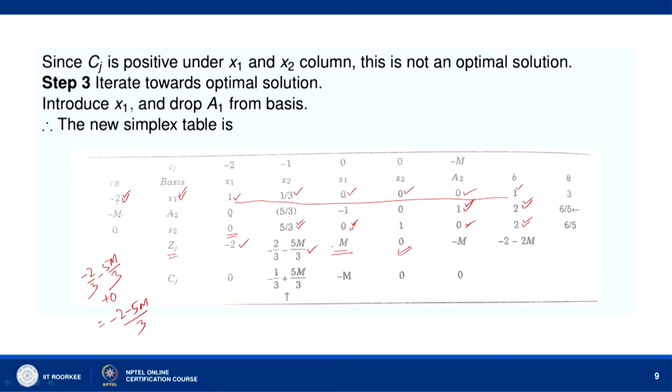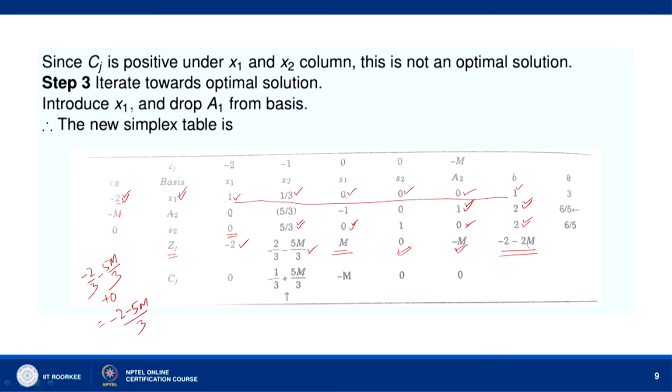Then we have minus 2 into 0, minus M into 1 is minus M, 0 into 0 is 0, so we get minus M here. Then minus 2 into 1 is minus 2, minus M into 2 is minus 2M, and 0 into 2 is 0. So, we get minus 2 minus 2M.